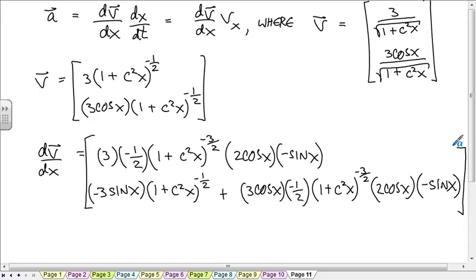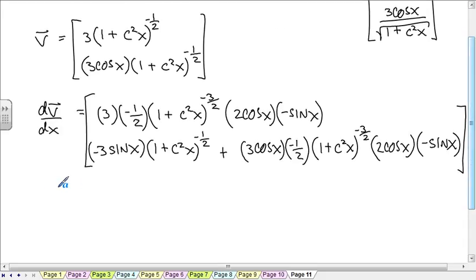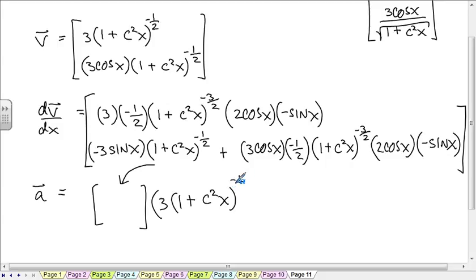I'd say probability of 0.06 that that's right. And so acceleration is this whole thing times the x component of the velocity, which is 3 times (1 plus cosine squared x) to the minus 1/2. So you get this big expression for the acceleration vector. I'm sure it simplifies quite a bit, but still probably looks pretty ugly. And then plug in 0 for x, and that'll give you the acceleration when x is equal to 0.